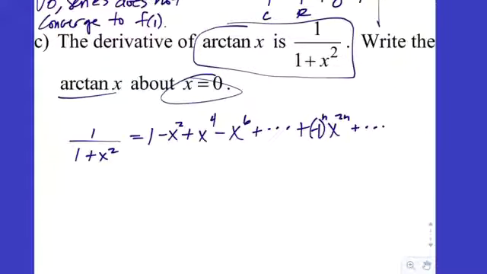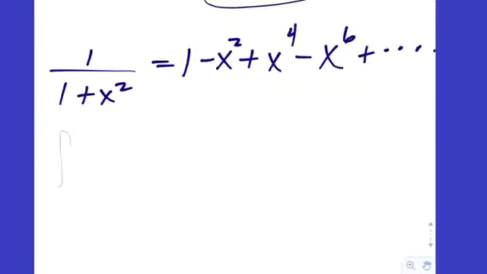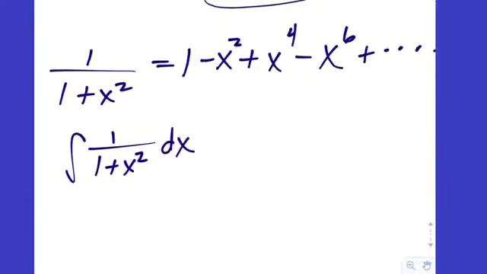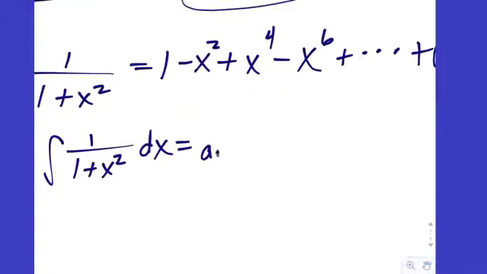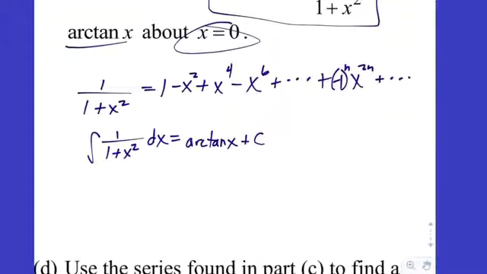All right, so to get arctangent from 1 over 1 plus x squared, I have to do what? I have to integrate. Good. So here's what we would show then. We would show that the integral of 1 over 1 plus x squared dx is equal to arctangent of x plus c. You can actually throw that in there right now if you want, arctangent of x plus c, right? That right there could be its own question. That's pretty easy.